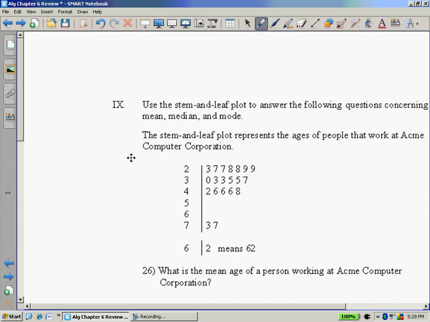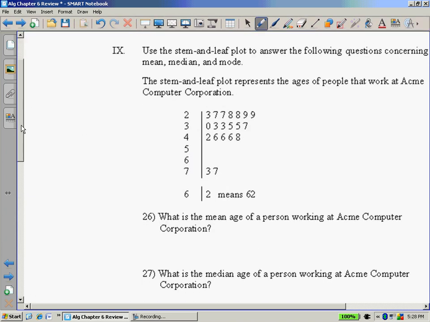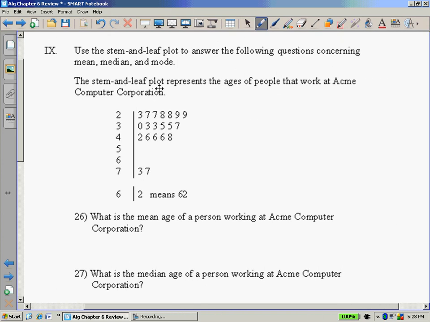Okay, now we're going to use the stem and leaf plot to answer the following questions. Stem and leaf plot represents ages of people that work with Acme Computer Corporation. What's the mean age of a person working at Acme Computer Corporation? Well, what we're going to do is we're going to take each of these points and add them up.